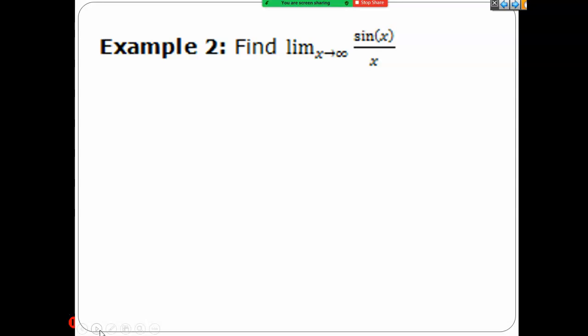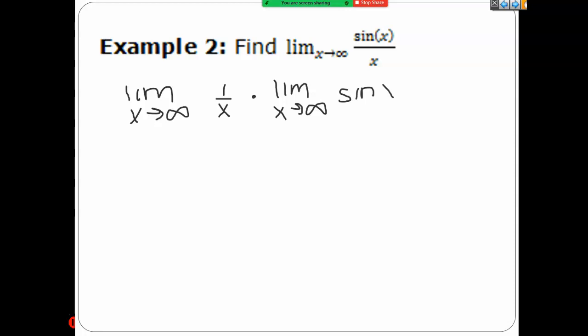Great. So yesterday we discussed special trig functions, and we discussed the limit as x goes to 0 of sine x over x. What about as x goes to infinity of sine x over x? So, what do you know about this function? Well, you can kind of rip it apart, and you get the limit as x goes to infinity of 1 over x times the limit as x goes to infinity of sine x.